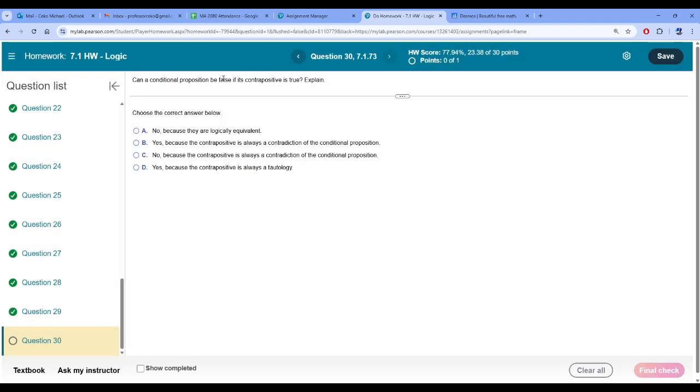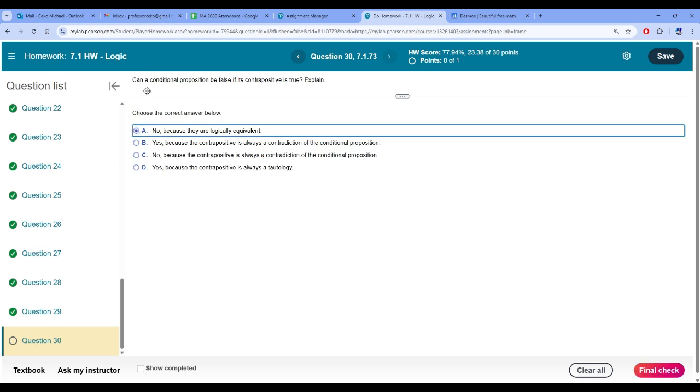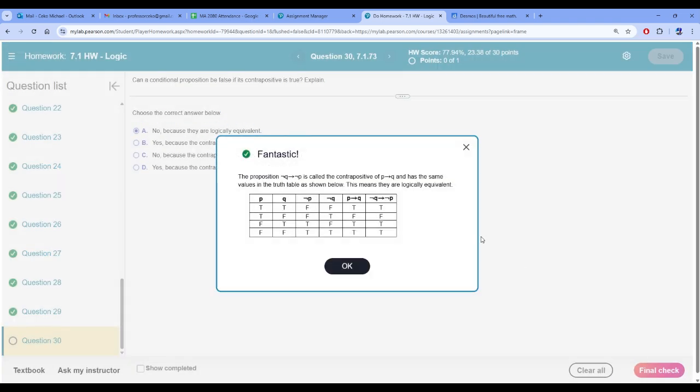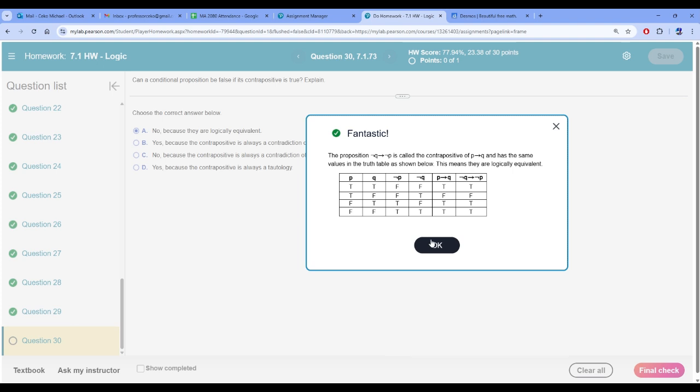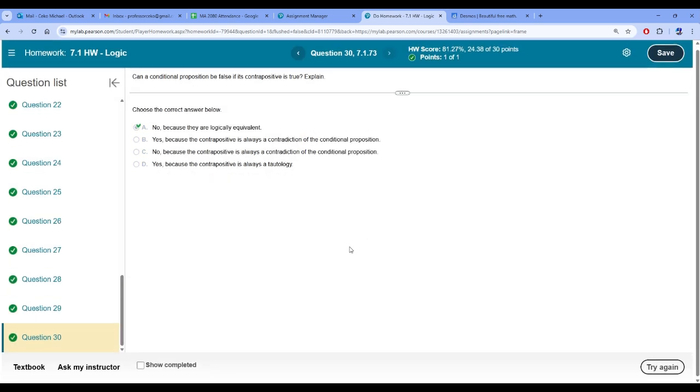Can a conditional proposition be false if its contrapositive is true? I think they're logically equivalent. A statement and its contrapositive are also true together. So it's like, if it's raining, then I have an umbrella. Well, if it's not raining, then I don't have an umbrella. Cool. And that's a chapter.